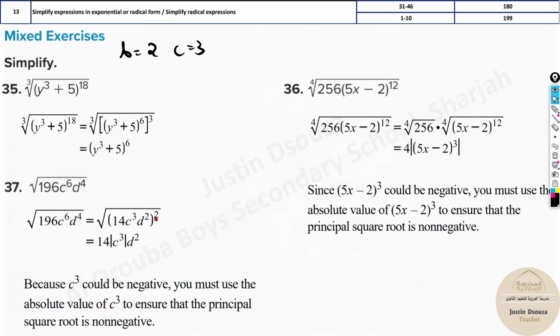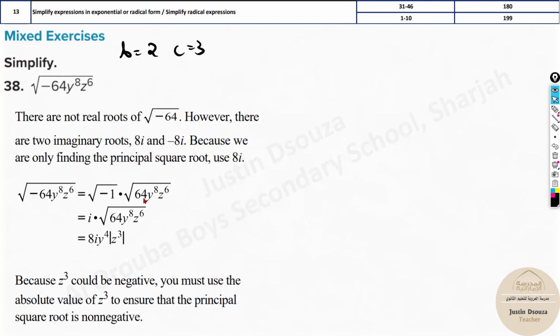Now here, when you simplify, this is fine. You will get power 2, but this is power 3, odd. So only for this, restrict it from being negative. It should always be positive. So you put the modulus only over there. And in the same way, all these are the same thing. But now you can see there is a minus sign inside the square root. That is fine. Just take out the root of negative 1.